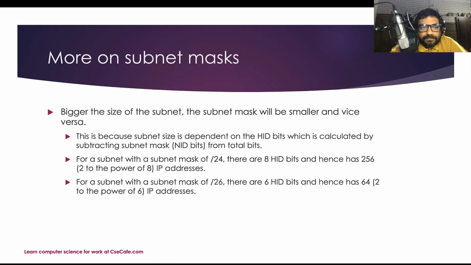The bigger the subnet mask, the smaller the size of the subnet, and vice versa. This is because subnet size depends on the HID bits, which are calculated by subtracting the subnet mask from 32. All this theory you already saw and you know.